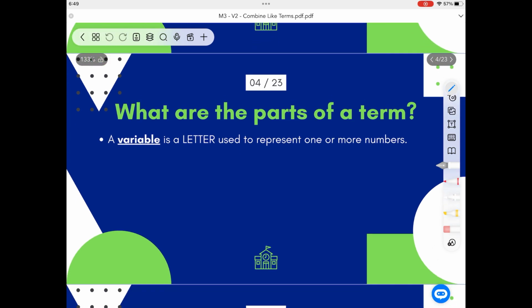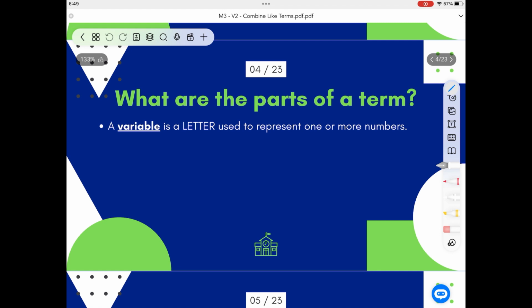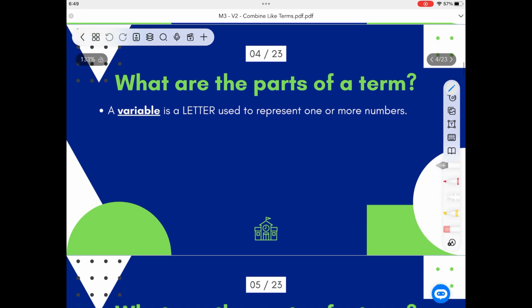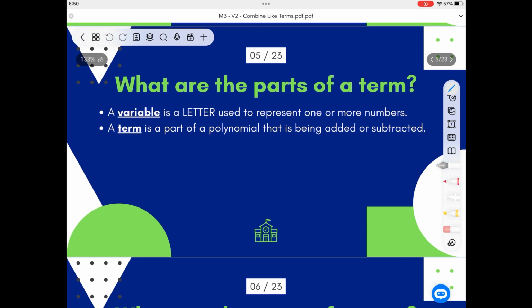So our first question, when we talk about what are the parts of a term, we want to make sure we understand when we use the word variable, what that refers to. A variable is a letter that's being used to represent one or more numbers. Okay, so that's our first bullet point. Second, a term is a part of a polynomial that is being added or subtracted. So when we look at our polynomials that we introduced in the previous video, each of those pieces that's added or subtracted together, those all represent terms.